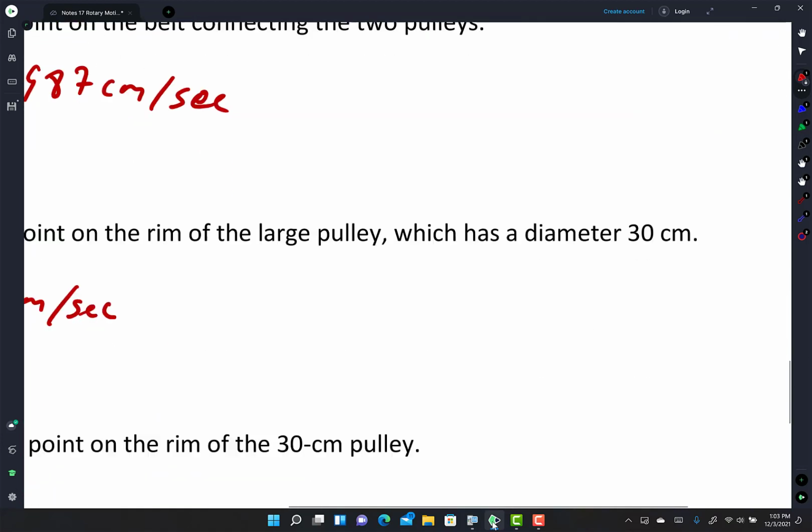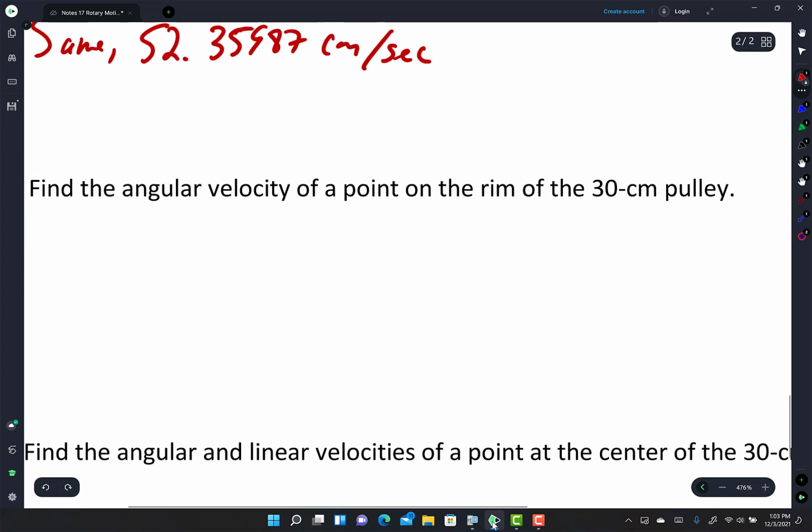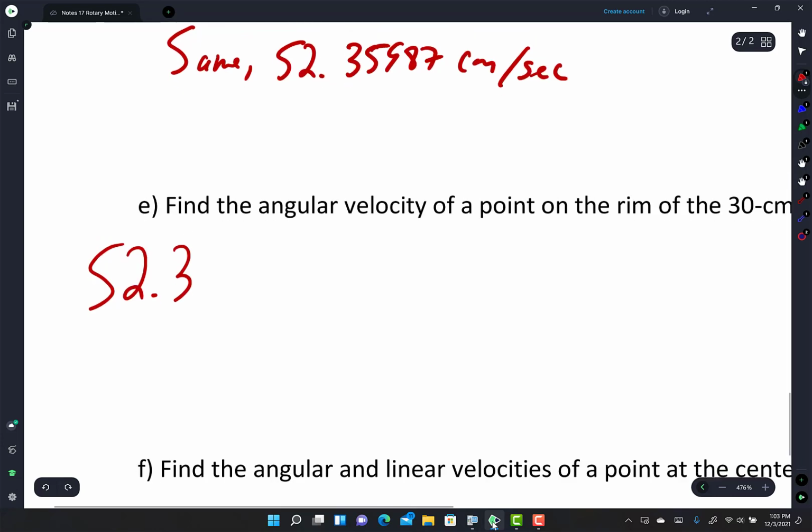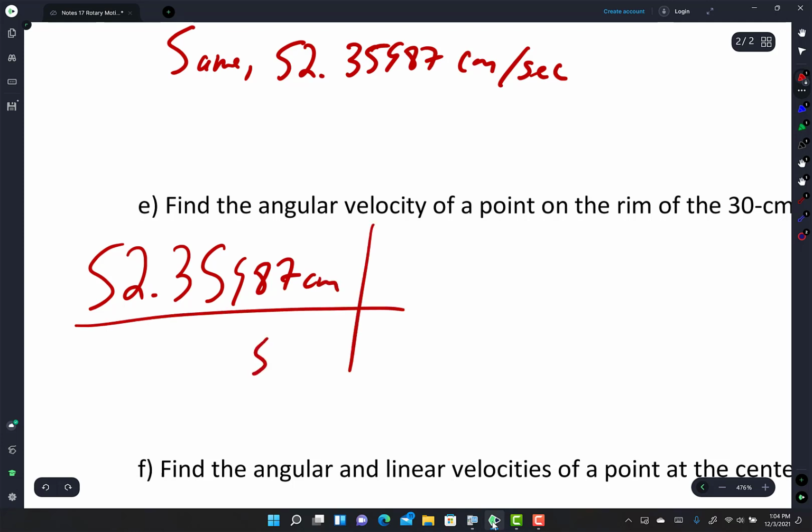How would I have done it? I think if I were taking a test and I were going fast, I would probably go like this. There's other ways. I'll tell you the other way in a little bit. 52.3598 centimeters per second, because that's the linear velocity of that big one, right? And then I would say, how many centimeters are in a radian for that pulley? What's the radius? So I will write 15 centimeters in 1 radian. And there it is. I have it in radians per second.